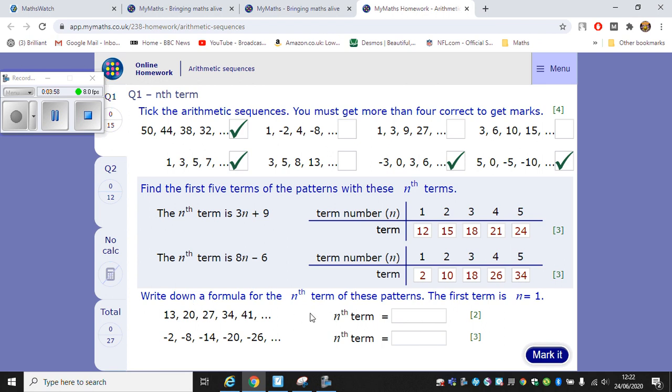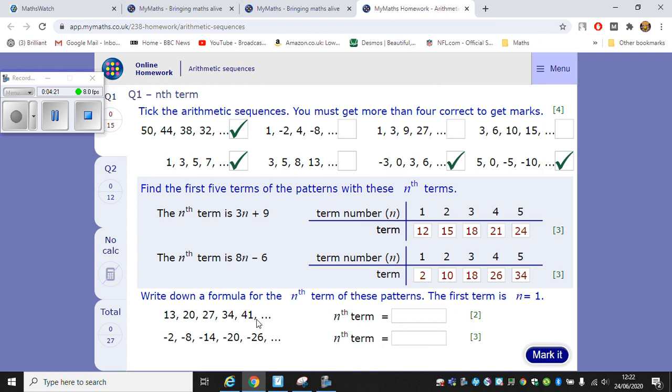Right then, this bottom question, write down a formula for the nth term of these patterns. The first term is n equals 1. Okay, so we've got a sequence here. It goes 13, 20, 27, 34, 41. So the way in which we work out an nth term is the first thing we need to look at is how much our sequence is going up or going down.